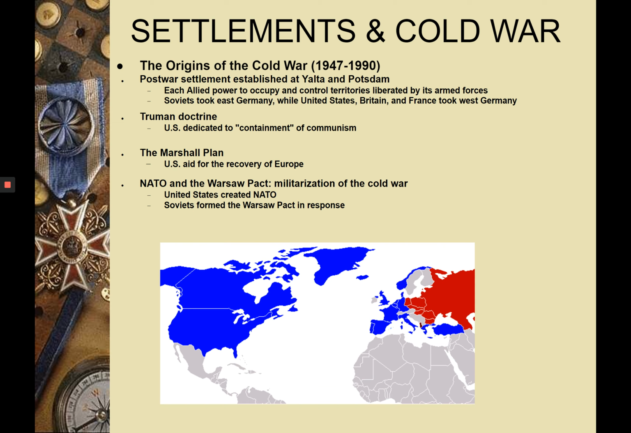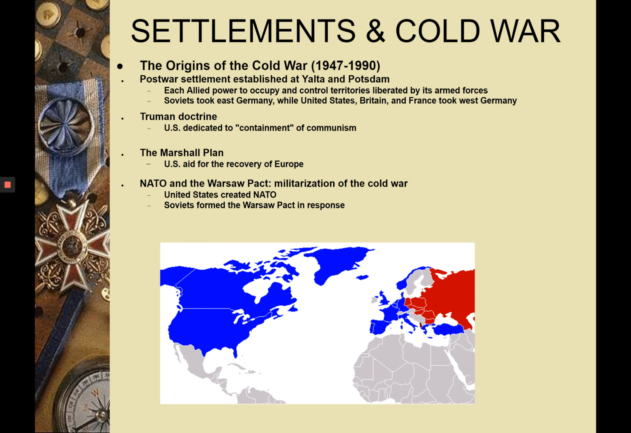And the Soviet Union is going to counter with the creation of the Warsaw Pact, which again was a military alliance between the Eastern communist economies in Eastern Europe and the Soviet Union. And so that kind of solidified this division of Europe and really cemented in this idea of the Cold War.